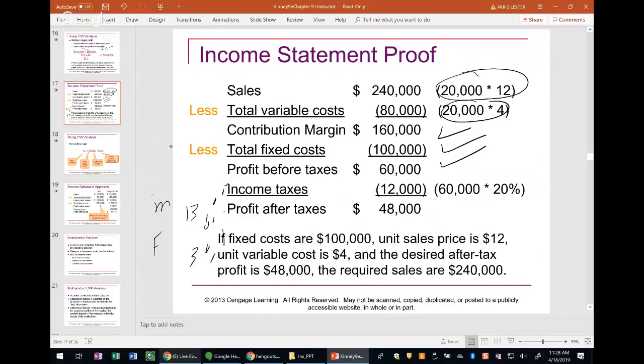Now you take out 20% in taxes, and you get a net income after taxes. Now this is called variable costing, in a variable costed income statement.